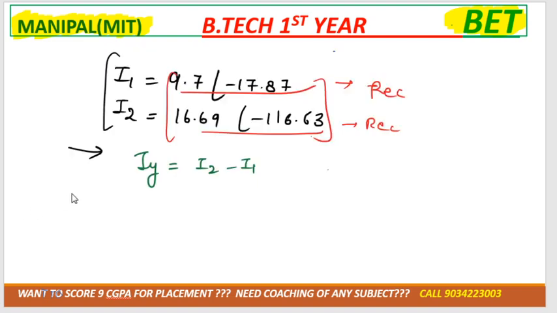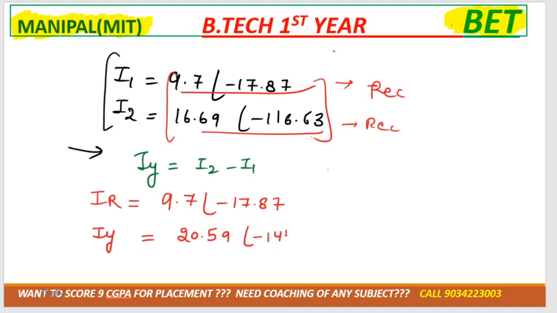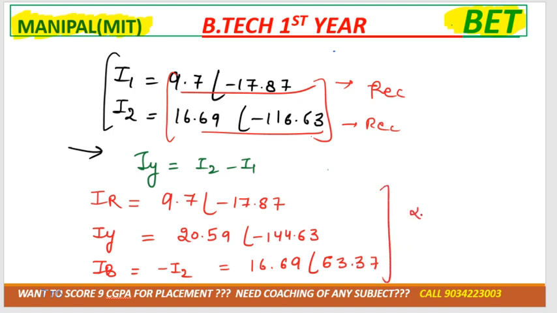After solving, we can get line current, okay, and the phase current. So I'm telling you the value for the line current. IR is how much? 9.7 angle minus 17.87. IY is how much? That is I2 minus I1. So you will get 20.59 angle minus 144.63. And IB is equals to minus of I2, so 16.69 angle 63.37. These are the line current as well as the phase current, right?